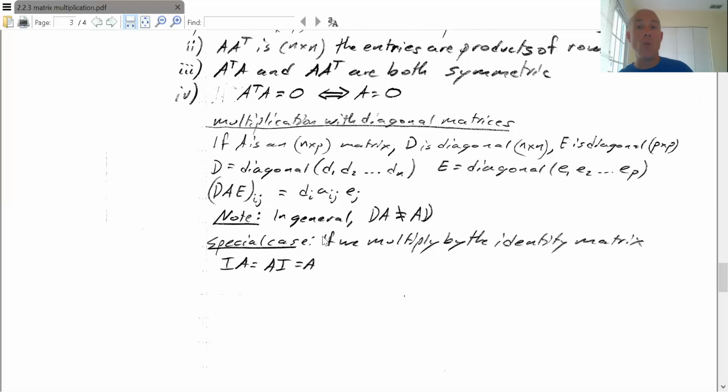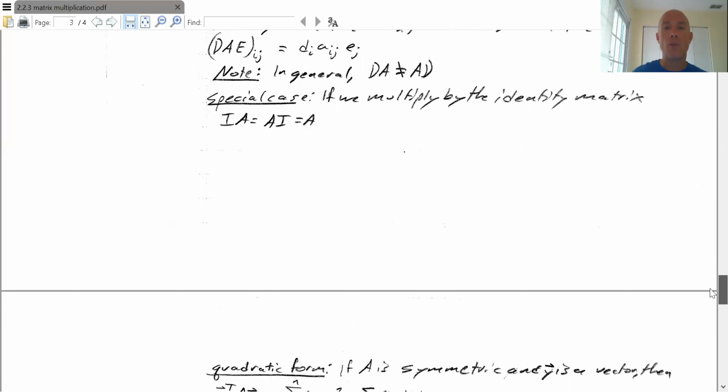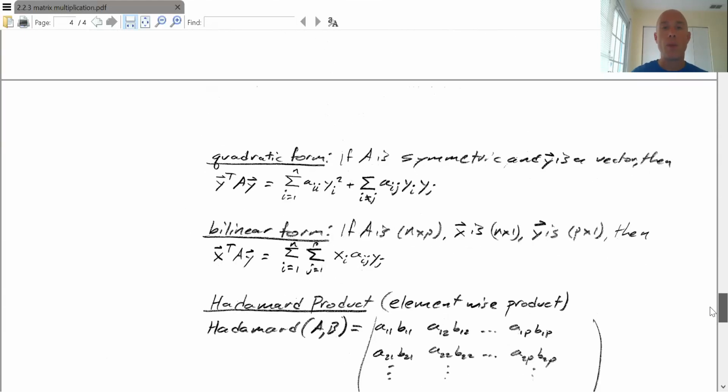And in general, most of the time, D times A does not equal A times D. There's a few exceptions, but as a general rule of thumb, no, they don't. A special case is the identity matrix. I times A and A times the identity matrix is always equal to A. Here we're implying things about the dimensions, but assuming that it's a square matrix, then it'll go along with what I was just talking about.